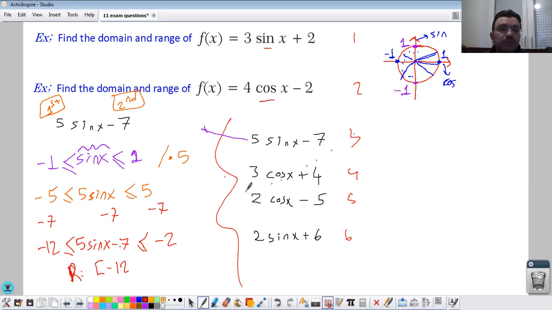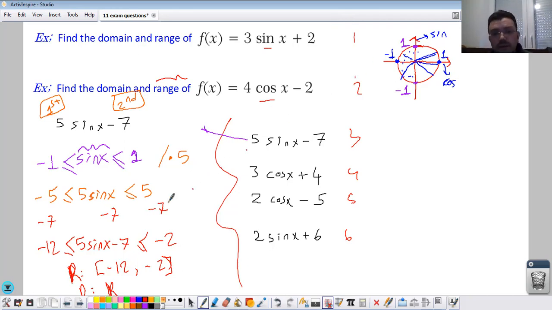So these are about results. So results mean range. So from -12 to -2. So for these kinds of questions, the domain, which is the x numbers that we can use, is always all the real numbers. They don't change, only the range changes.